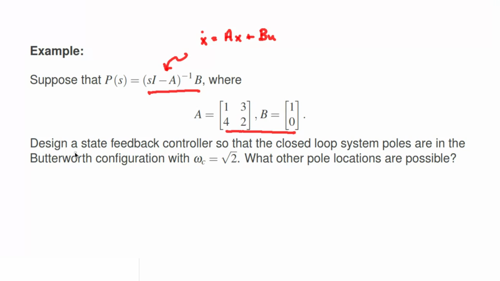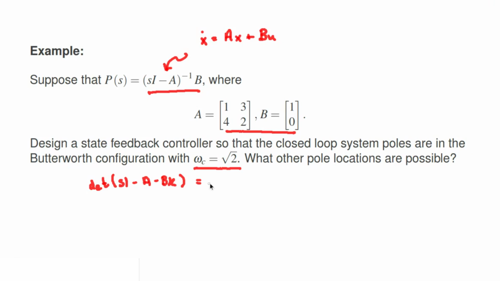And it says, design a state feedback controller to place the closed loop system poles in the Butterworth configuration with this value of omega c. So let's deal with that first. Well, since our system is controllable, we can directly apply our two key insights from the previous slide. So we know what we need to do is solve the equation determinant of sI minus A minus BK is equal to a Butterworth polynomial of an appropriate order.